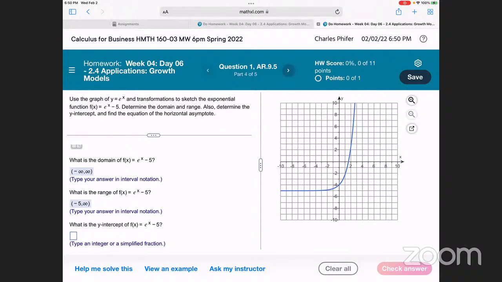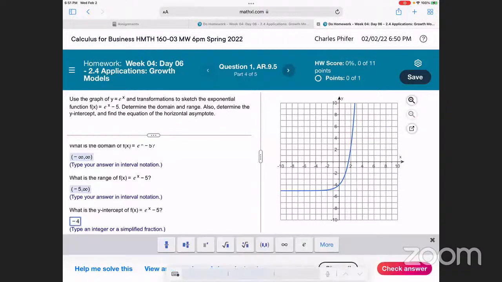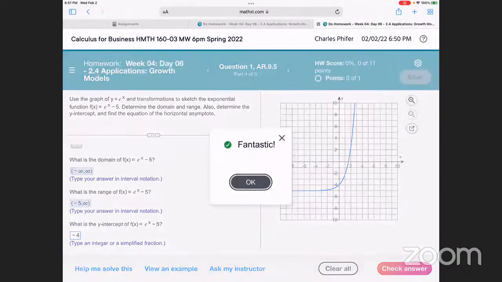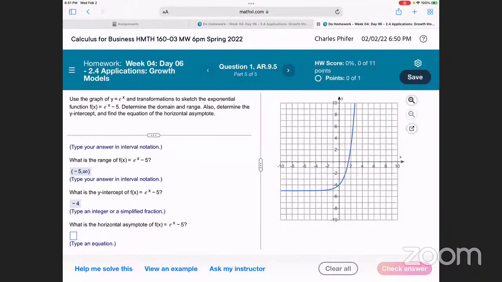I did want to kind of get to applications. I mean, I think we're okay. This is fine. The y-intercept, so that's when x is 0, the y-intercept is -4. I'm just going to put -4. Okay. Horizontal asymptote is y equals -5.